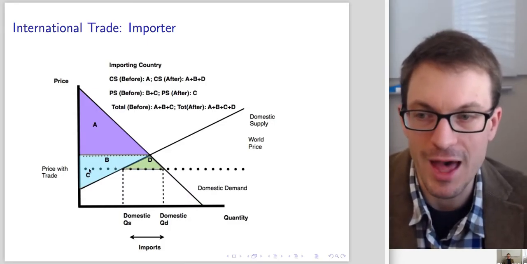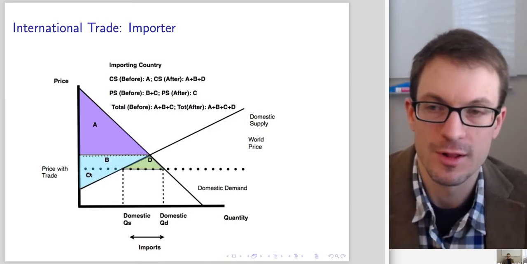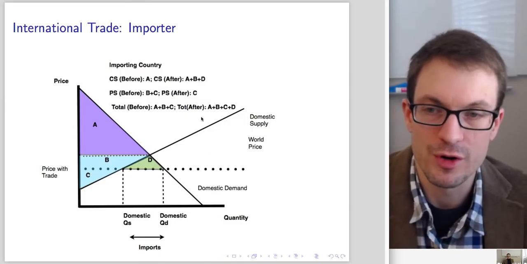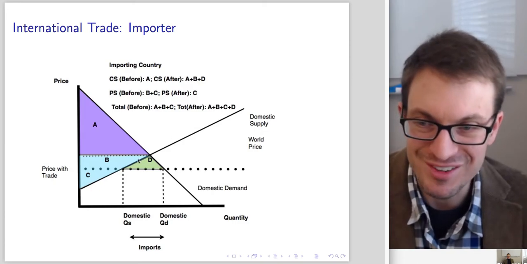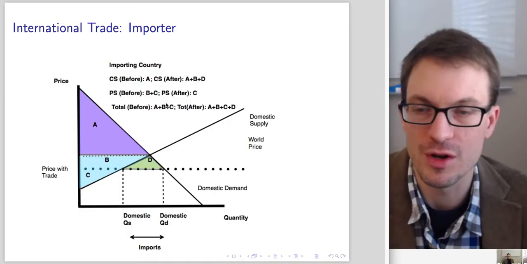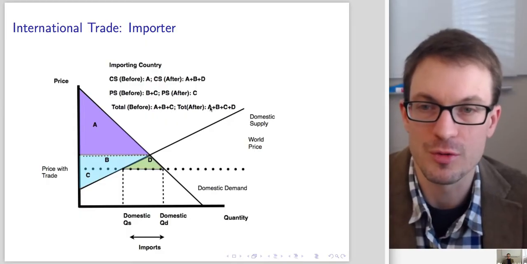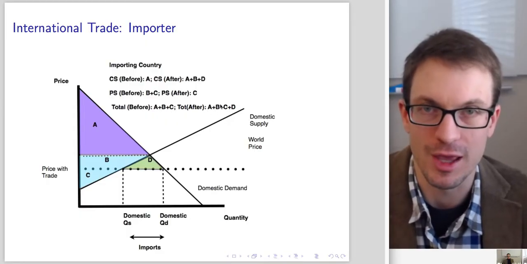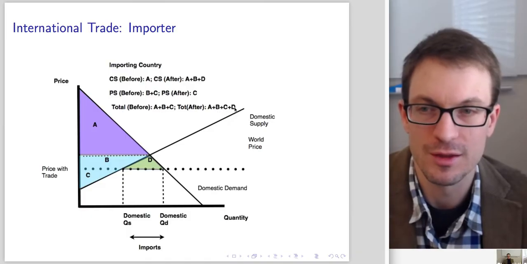Yeah, it's really bad for domestic producers, but economists argue that the winners are going to win more than the losers lose. We see this here. Winners win more than losers lose. Total surplus before trade was A plus B plus C. Total surplus after trade was A plus B plus C plus D, right? Total surplus has risen.